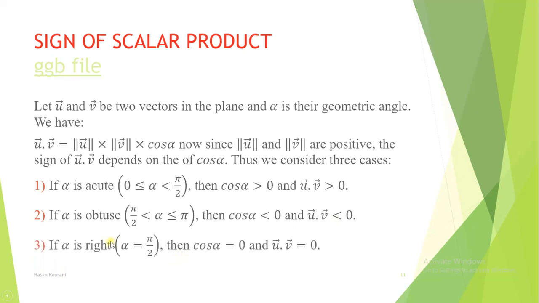In the third case, if alpha is pi over 2 radians, it means alpha is 90 degrees, then cosine alpha equals 0, and in this case u dot v will be what? 0.